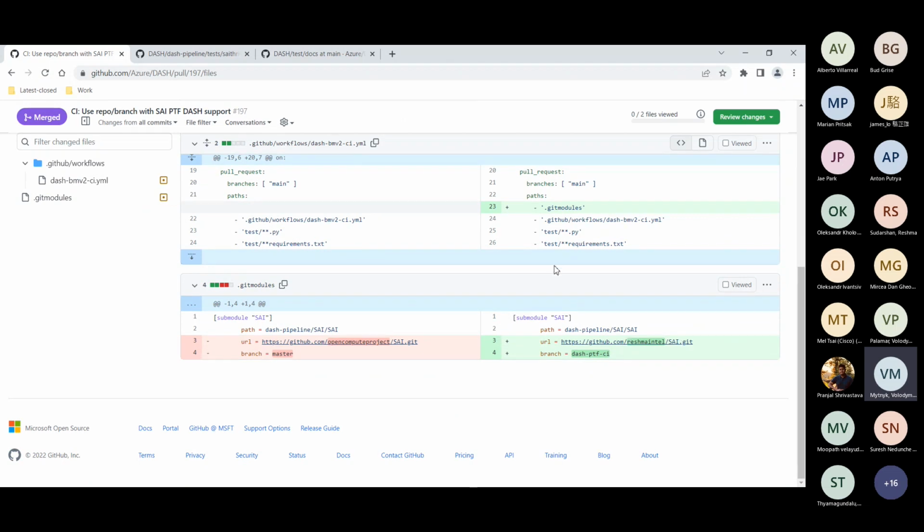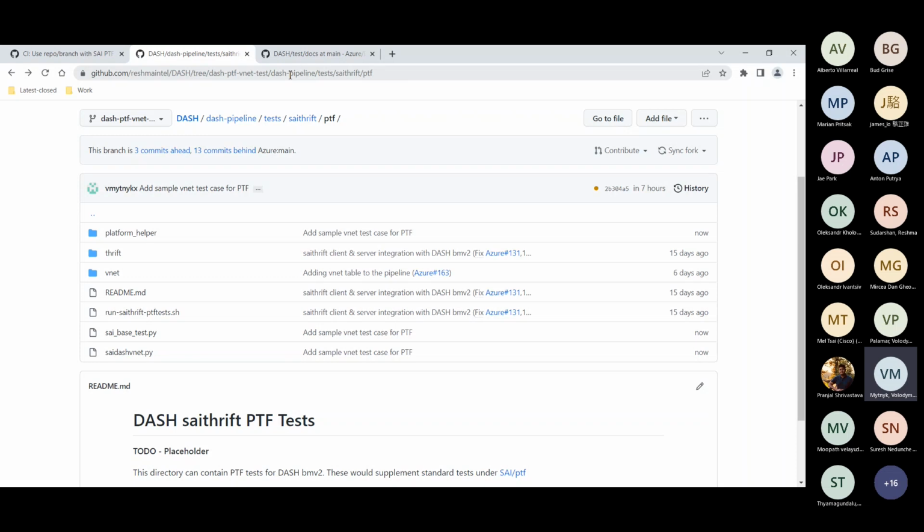So we changed CI to use the development branch, which includes the changes for the PTF that we made for the Dash. Right now, anytime you create a pull request, the CI will trigger based on that branch, and it means that you can now start using the SAI PTF to write your test cases and use all the changes we made for the Dash.